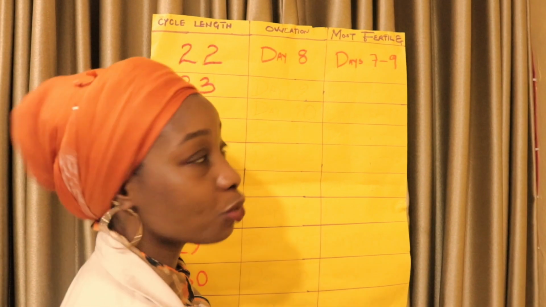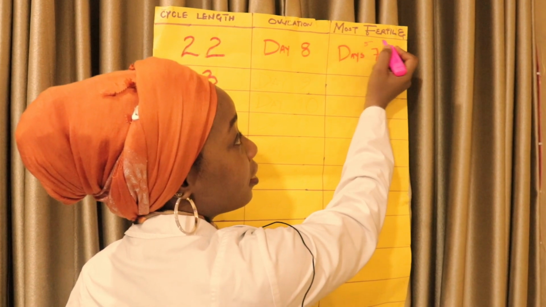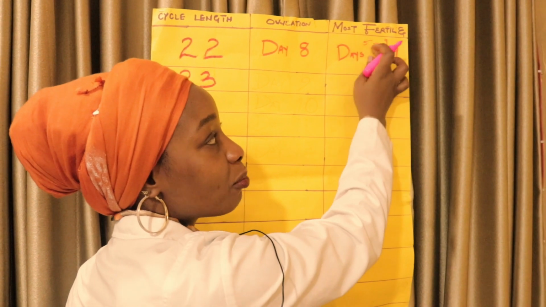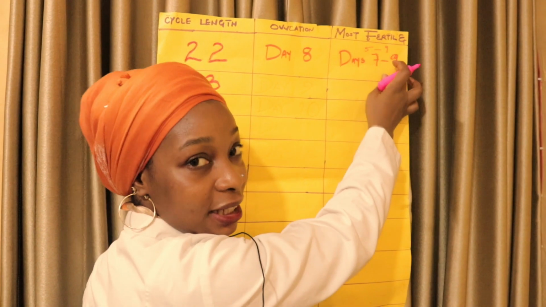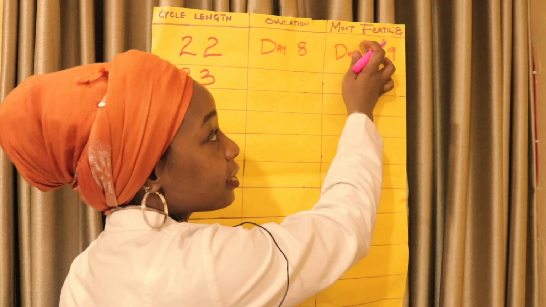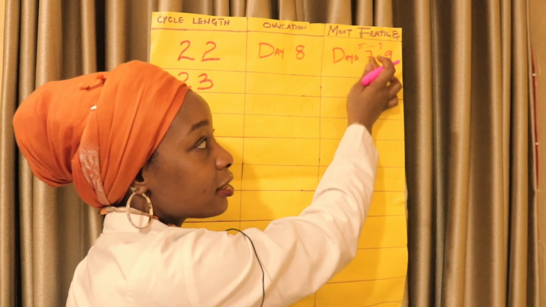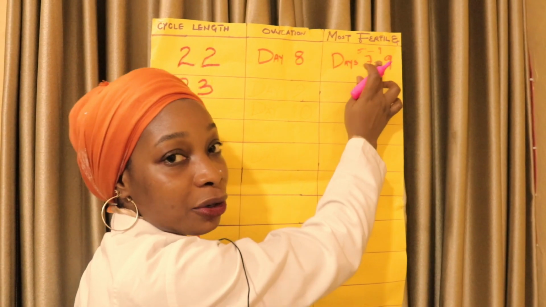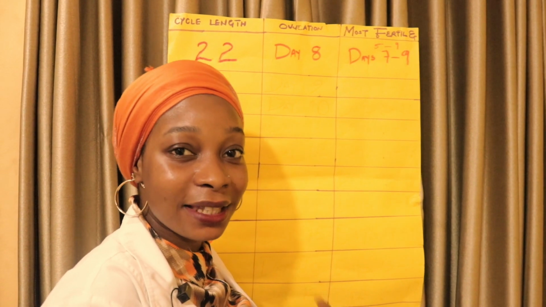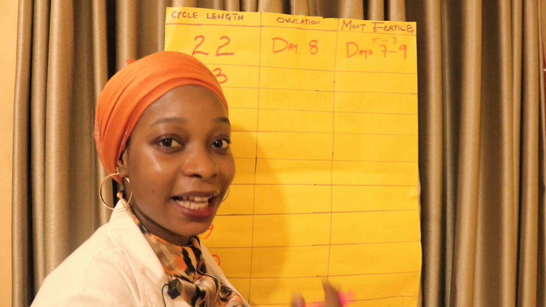But I still advise you to start at least 2 days before this, from day 5 till day 9, as your most fertile period. These days are your most fertile because this is the time your egg is released. So if you have sexual intercourse at least 2 days before the release of the egg, the sperm can still stay in your body for at least 5 days, and you can still meet the egg during ovulation and get fertilized.